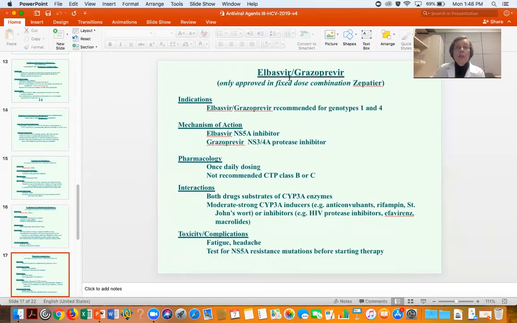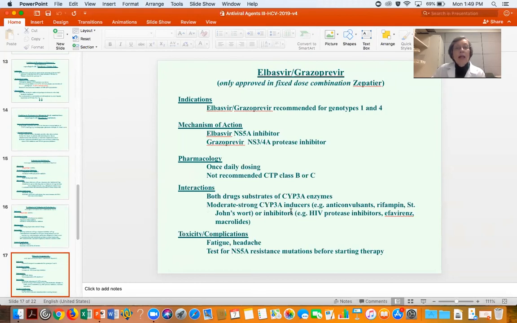Another combination is elbasvir and grazoprevir. It's recommended for genotypes 1 and 4. Elbasvir, as you might tell from the name, is an NS5A inhibitor. Grazoprevir is a protease inhibitor. And it's given once daily orally, not recommended for CTP classes B or C. Both the drugs are substrates of CYP3A enzymes. So they interact with moderate to strong CYP3A inducers or inhibitors. So that's going to affect your concentration of the drugs. Causes fatigue and headache. And it's recommended that you test for NS5A resistance mutations before starting therapy.